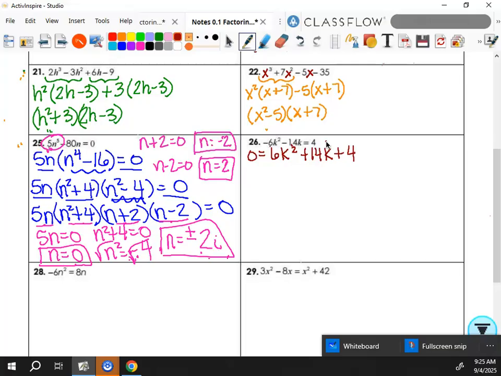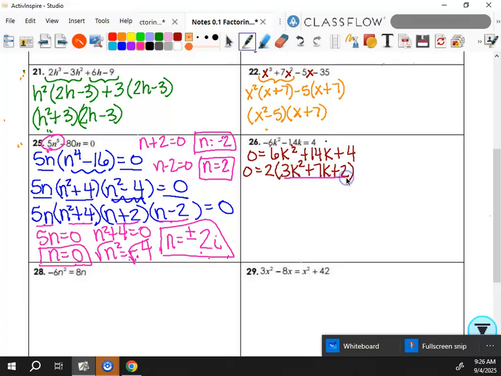However, my numbers are going to be bigger and yuckier. So I'd rather not have bigger, yuckier numbers if I can help it. What is my GCF? 2. So that leaves me with 3k squared plus 7k plus 2. Now that 2, he's along for the ride the whole time. I can't forget about him. I can't drop him off. Nothing like that. He stays with us. Just tags along.